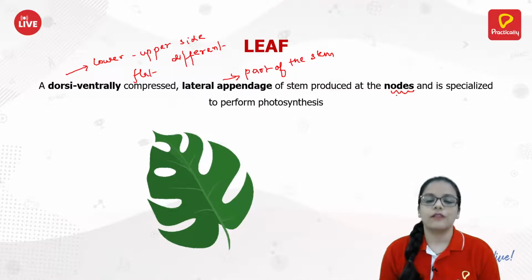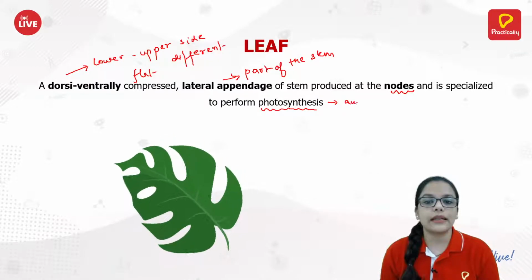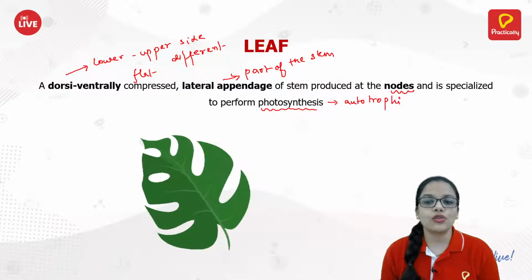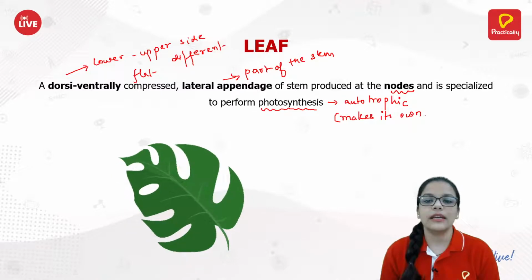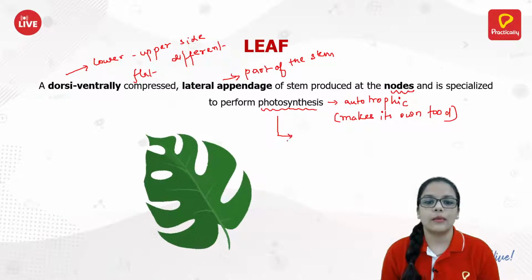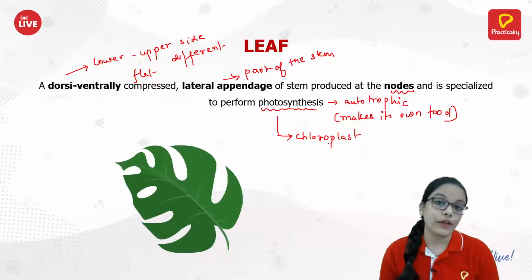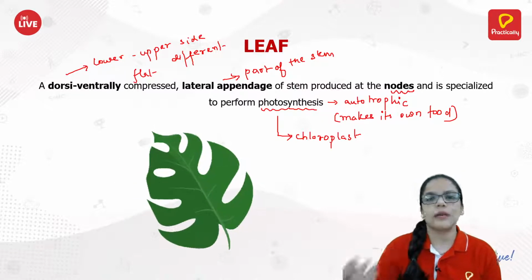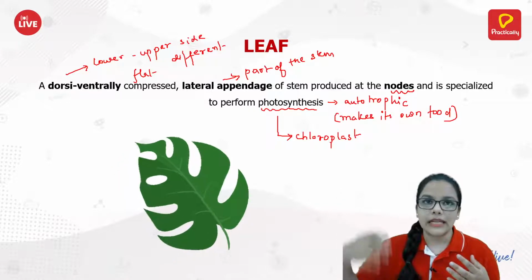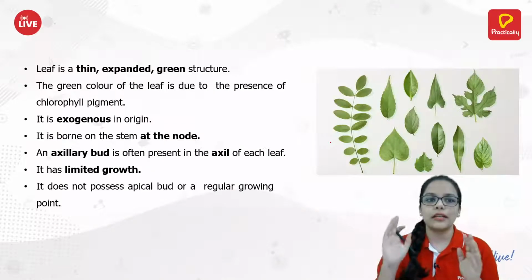The function of leaves is that they perform photosynthesis because they are autotrophic in nature. Very easy. It makes its own food, so that's why it is photosynthesis. That is done with the help of chloroplast, which is not available in any kind of animals. Whenever we talk about plants, they have chloroplast, which helps in photosynthesis, and they make their own food with the help of sunlight or any kind of light and carbon dioxide. So that is what a leaf is.